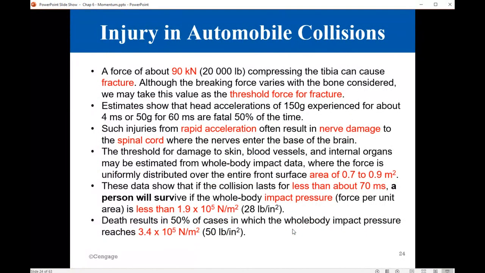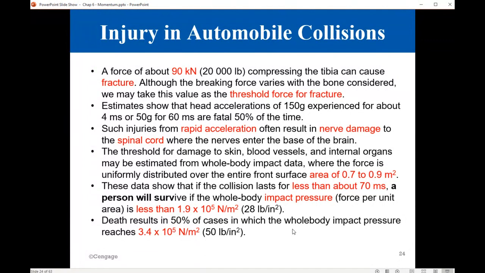In general, a force of 90 kilonewton or greater can break the tibia, can cause its fracture. It can also break all kinds of bone structures, not only the tibia.